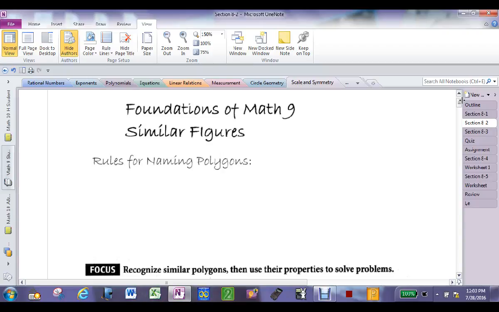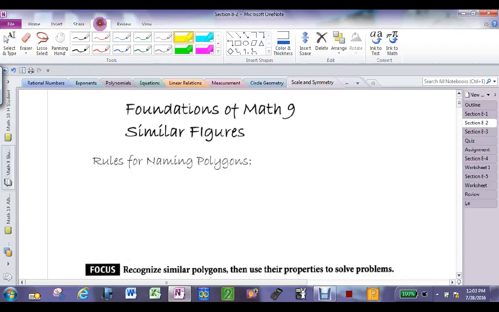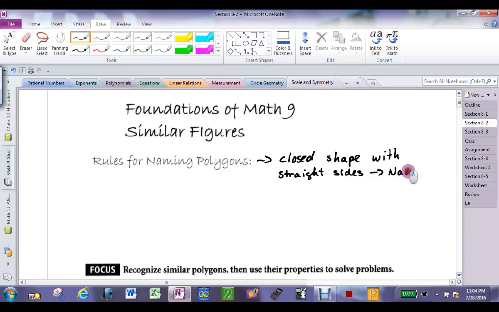All right. First thing we're going to talk about is naming polygons. Before we go any further with naming polygons, you have to know a polygon is a fancy word for a closed shape. Okay? Closed shape with straight sides. All right? And we name them by the corners.